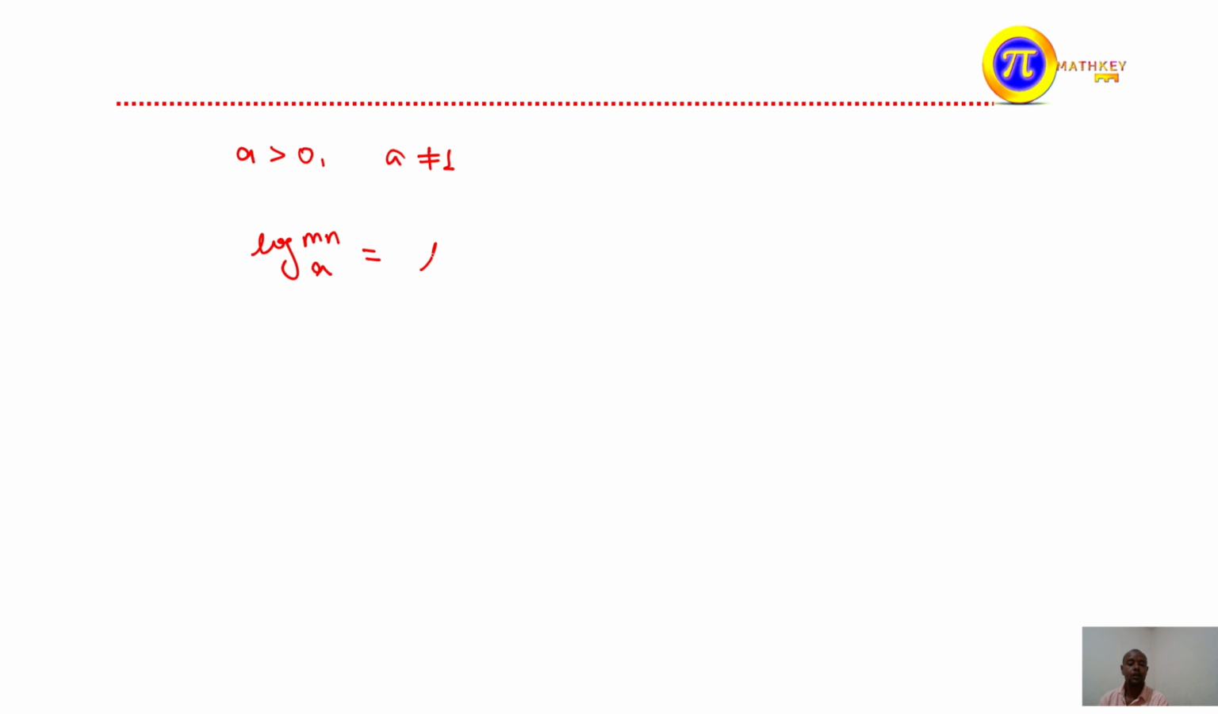You have log of m in base a plus log of n in base a, for m and n greater than 0. Similarly, the property about m over n: log of m over n in base a is equal to log of m in base a minus log of n in base a.